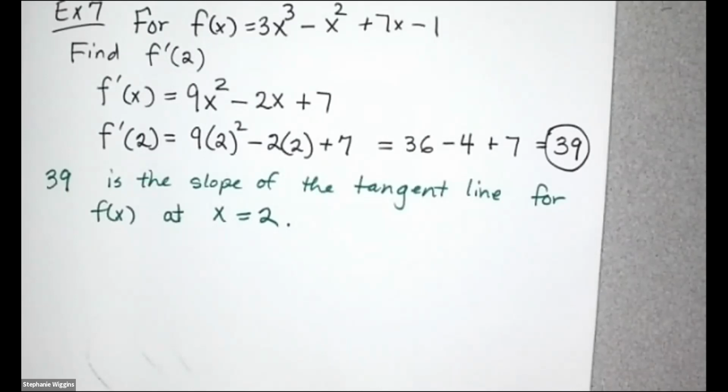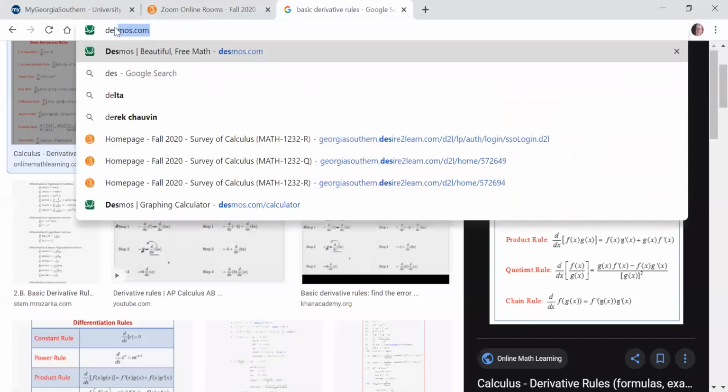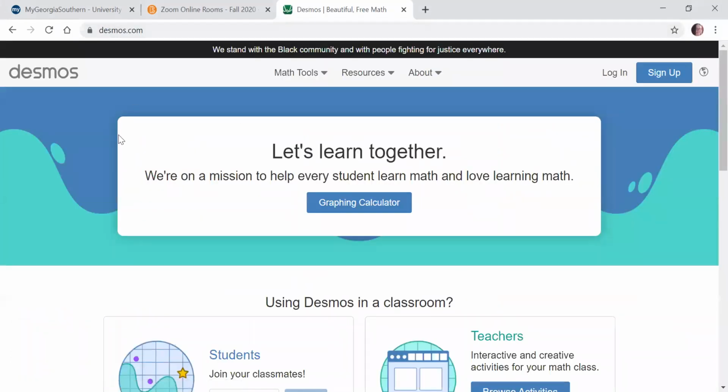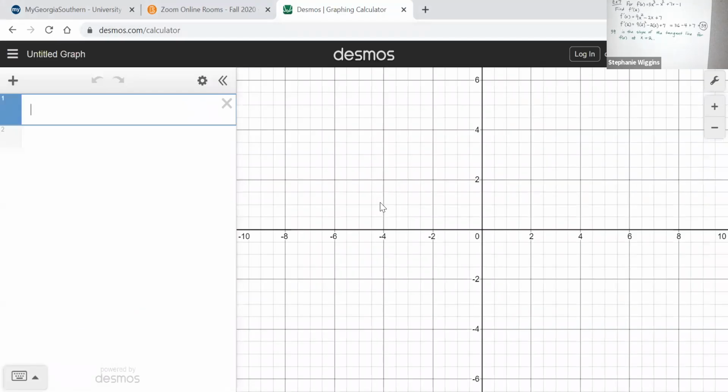Polynomials are continuous smooth curves, and let's just take a look at that. So I'm going to go to Desmos. Desmos is very useful. It's a graphing calculator. I like using a graphing utility online as opposed to on a graphing calculator. It's just easier to look at because the screen's much larger.